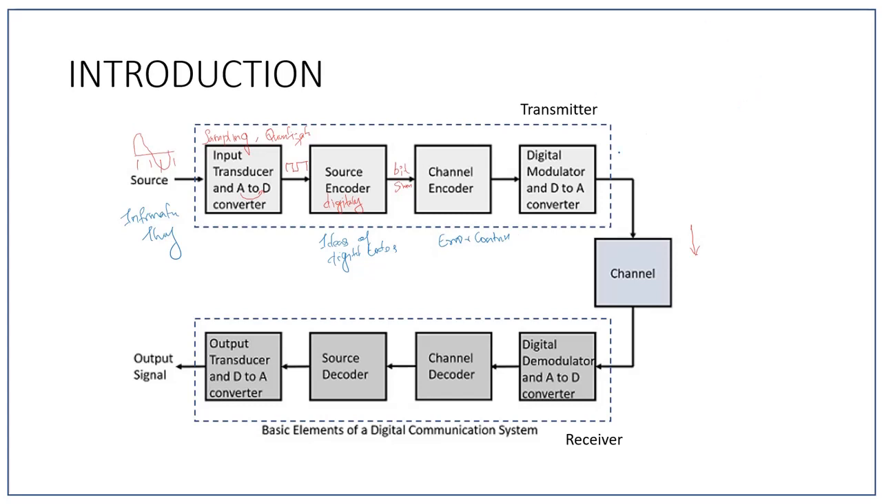Then we will come to the modulator. Here we will discuss different types of shift keying, say amplitude shift keying, frequency shift keying, phase shift keying. There are many advanced shift keying schemes, such as differential phase shift keying and QPSK, which is actually used in satellite communication.